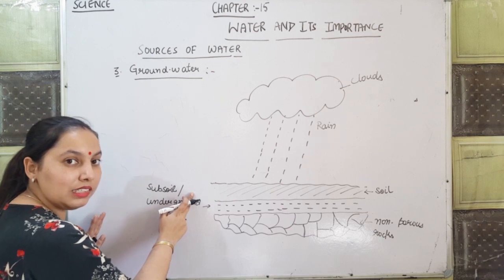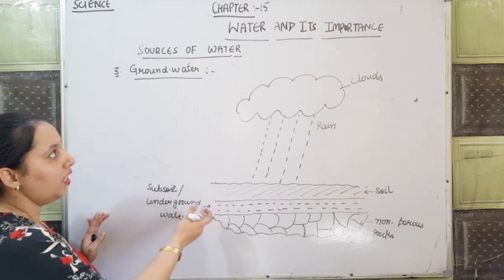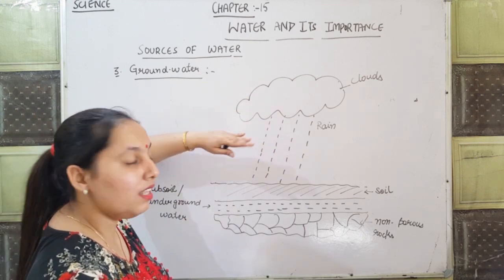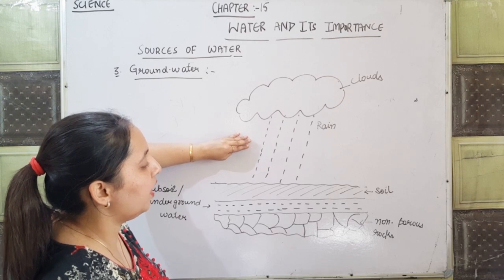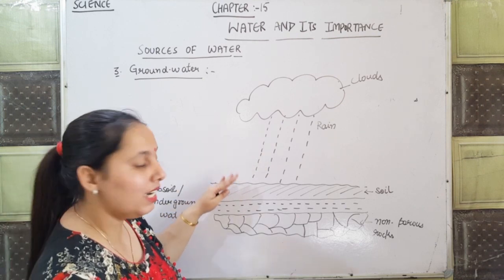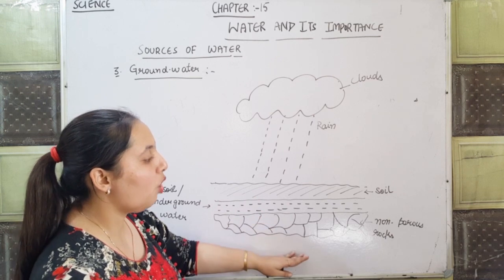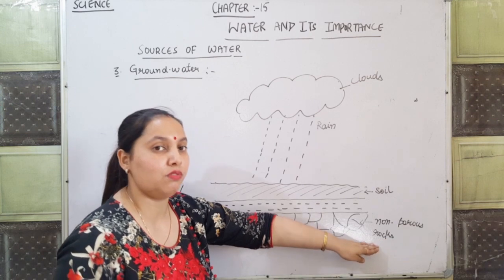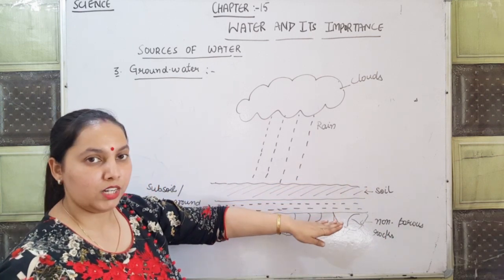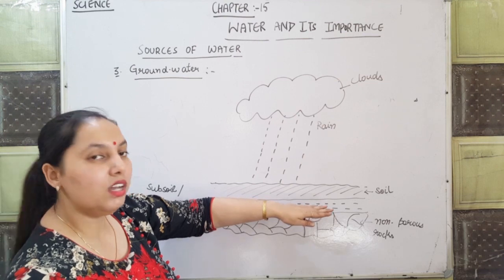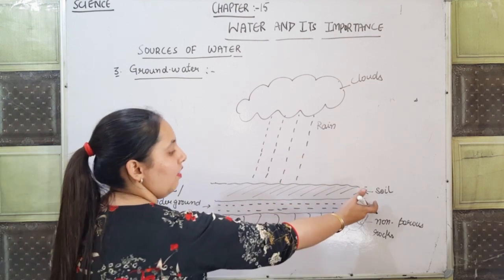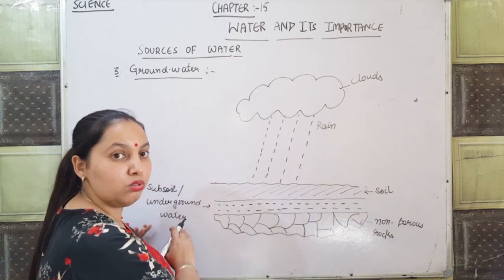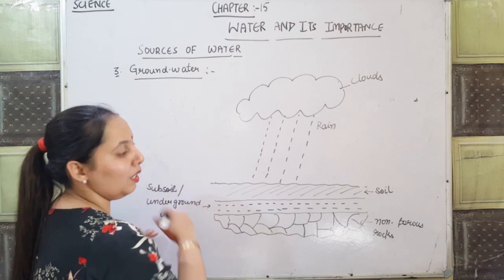It is also known as subsoil water. So how can we get groundwater? When there is rainfall, some amount of water is absorbed by the soil and goes down, and it is stopped by the non-porous rocks. The rocks present below the surface of the earth stop this absorbed water and collect all the water above it in a reservoir, and that collected water is known as underground water. It is also known as groundwater or subsoil water.